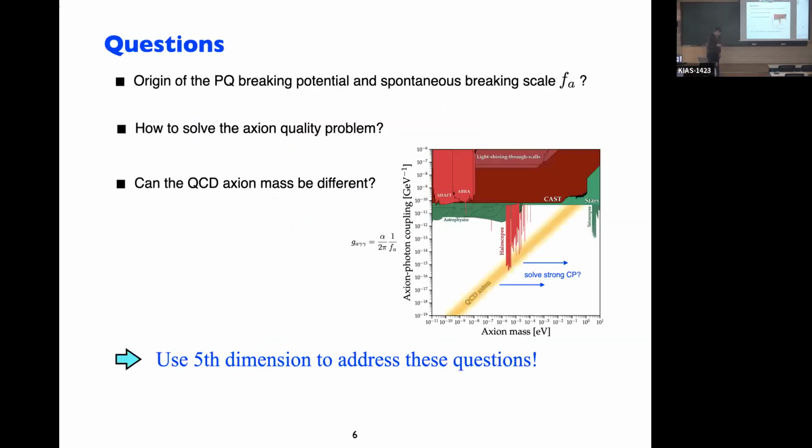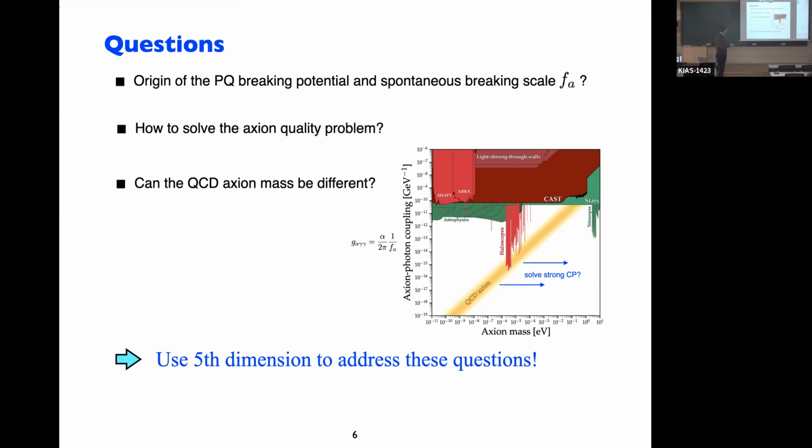So then the questions that I want to address in this talk, and give a perspective from 5D, are the following. Can we further understand where the PQ breaking potential comes from and where the spontaneous breaking scale comes from? The other question is how to solve the axion quality problem, because if you're really looking at a solution to strong CP, you should address this quality problem. And then finally, another question that I will give you an answer to in this talk is: can the QCD axion mass be different?